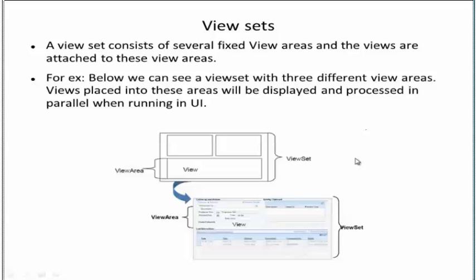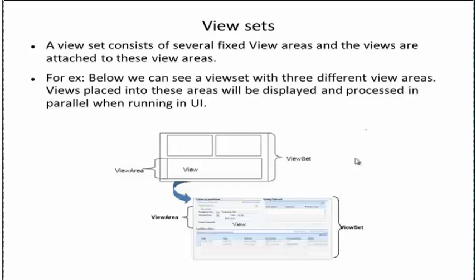So a view set can be divided as you wish, as you have seen on the screen. Whenever you try to create a view set, it will ask us how many columns and how many rows we need. Based on our layout we will decide how many rows and columns we need, and then it will ask us to divide the rows and columns into view areas.